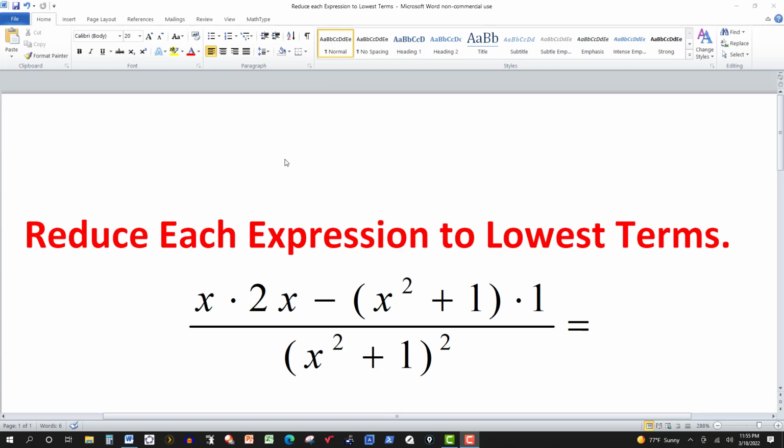Have a couple of problems in this video. The instructions say reduce each expression to lowest terms. That's another way of saying simplify this completely. So we don't want any common factors with the numerator and the denominator. Otherwise it's not in simplest form. But you can pause the video and try to solve the first one, and then I'll be back.